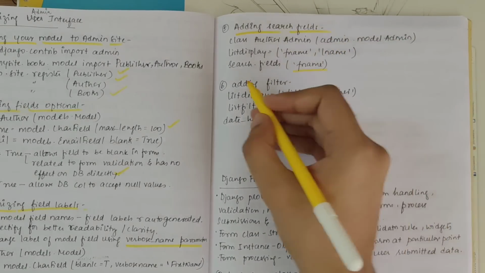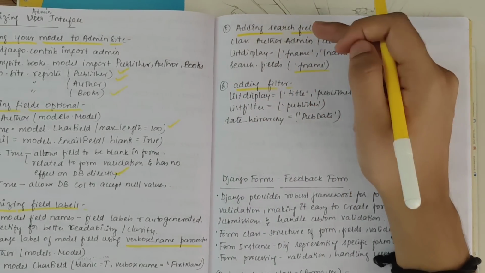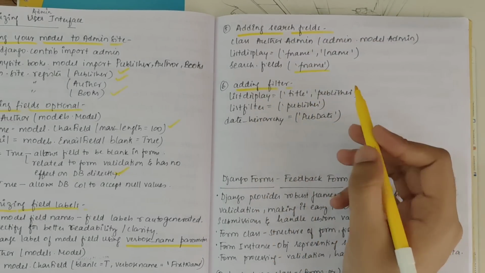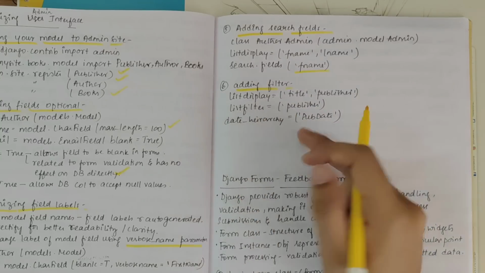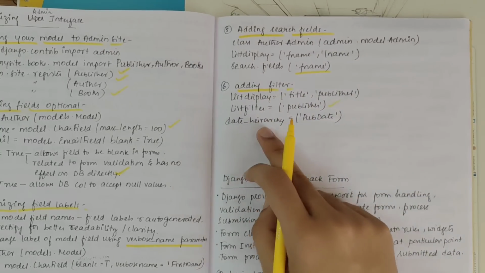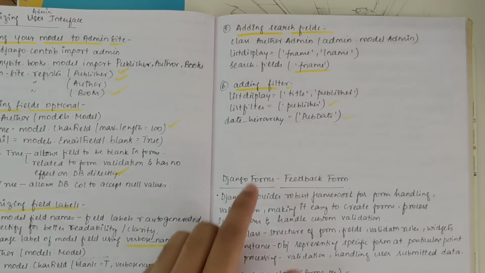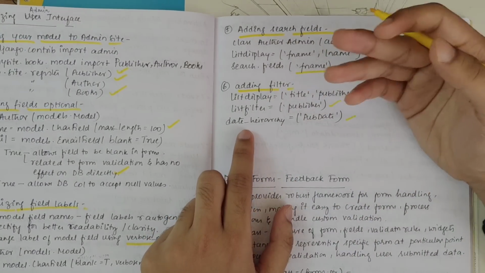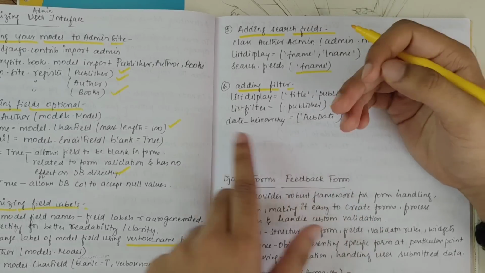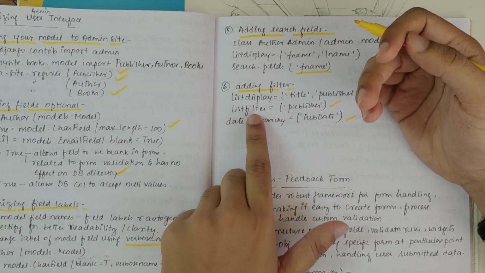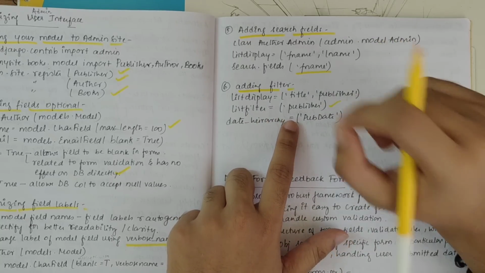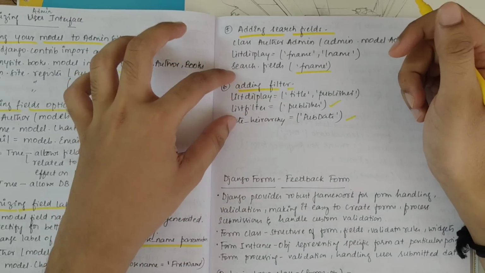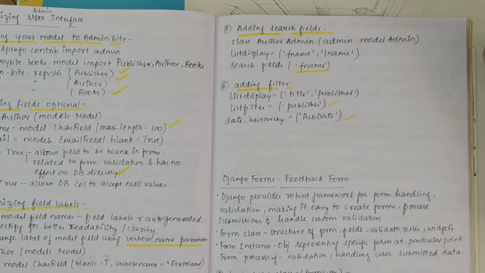Next, adding the filter. So either I could search or I could add a filter also. That is list display is equal to title, publisher, the same list I'm using. List filter is equal to publisher, and date hierarchy is equal to publication date. Here date hierarchy is publication date, that is, I am reordering the date in terms of publication date. This is what the third statement says. List filter is equal to publisher, so here I am filtering the list based on the publisher column. That's what the second line says.